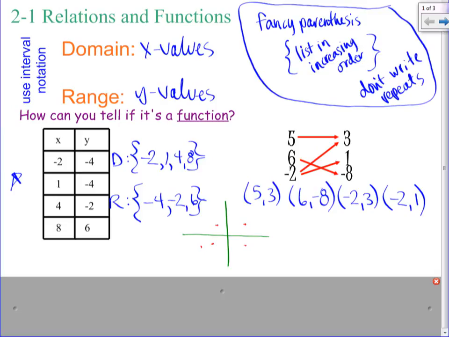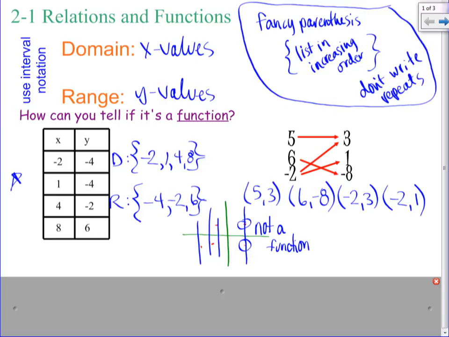Okay? Now it's called the vertical line test. So what you're doing is you're drawing imaginary vertical lines through the graph, and if it hits twice, for instance, right here and right here, this is not a function. So the vertical line test tells you whether or not something's a function or not.